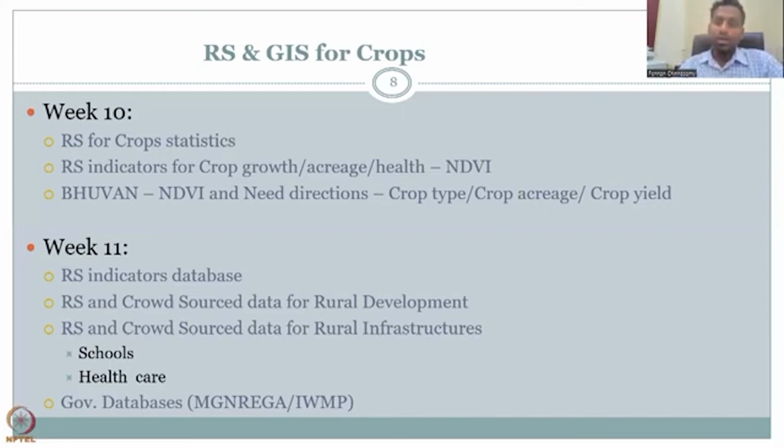MGNREGA is the 100-day scheme, as I mentioned. But more importantly, it covers the data sets of where these structures are coming up. As I said, initially it was only 100 rupees, but now they give data for the locations where they are put to use. So the farmers and rural people, where are they going and putting their systems in? That is what the MGNREGA database has, and how the IWMPs, the integrated water management plans and projects, are done. So we discovered the government databases and how we can use them for the indicators we covered in week 12.